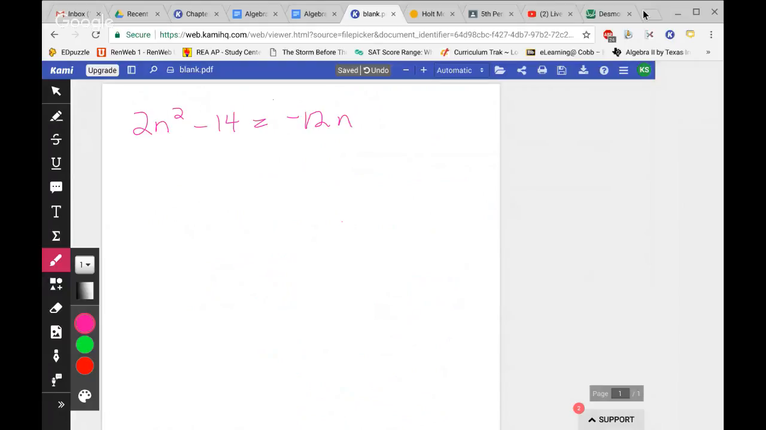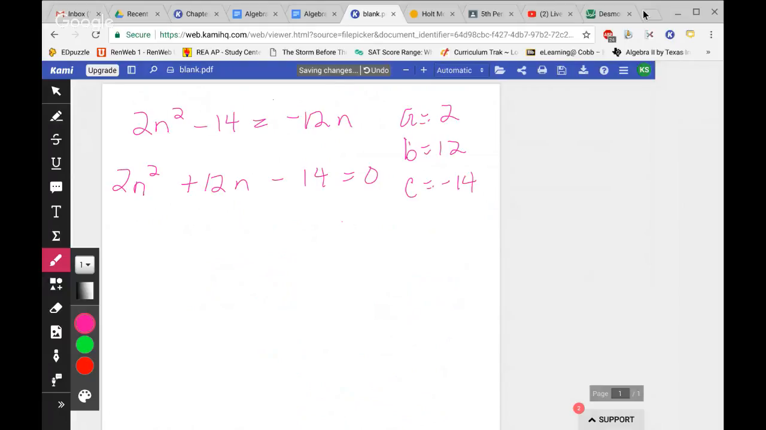So in order to get it in standard form, we're going to move the 12 over to the other side by adding 12 to each side. So then we'll have 2n squared plus 12n minus 14 equals 0. So our A would be 2, our B would be 12, and our C would be negative 14.